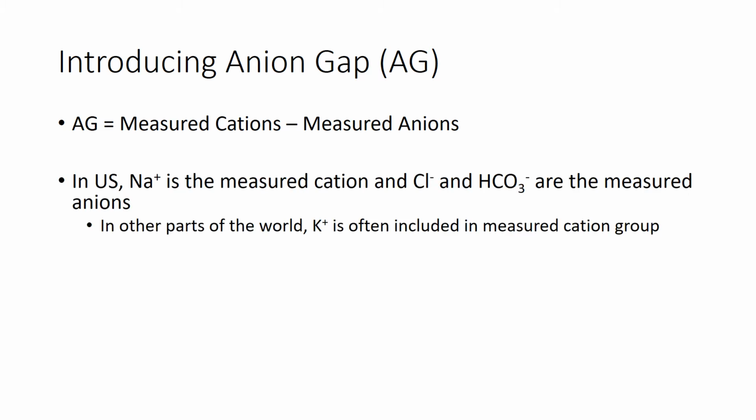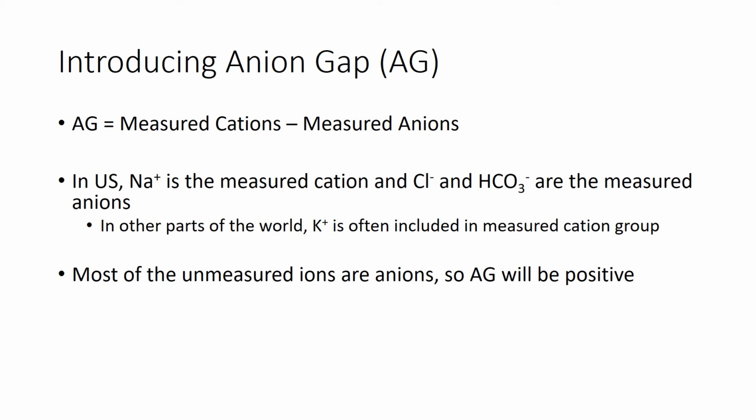First, it's important to define the anion gap. It's equal to the measured cations minus measured anions. Cations positive charge, anions negative charge. In the US, sodium is really the only measured cation we care about, and then chloride and bicarb are the measured anions. In other parts of the world, they'll include potassium in that measured cation group, but it's typically around 4. In theory, it doesn't vary too much, so it doesn't affect the anion gap that much either. Thus, it's often ignored in the US.